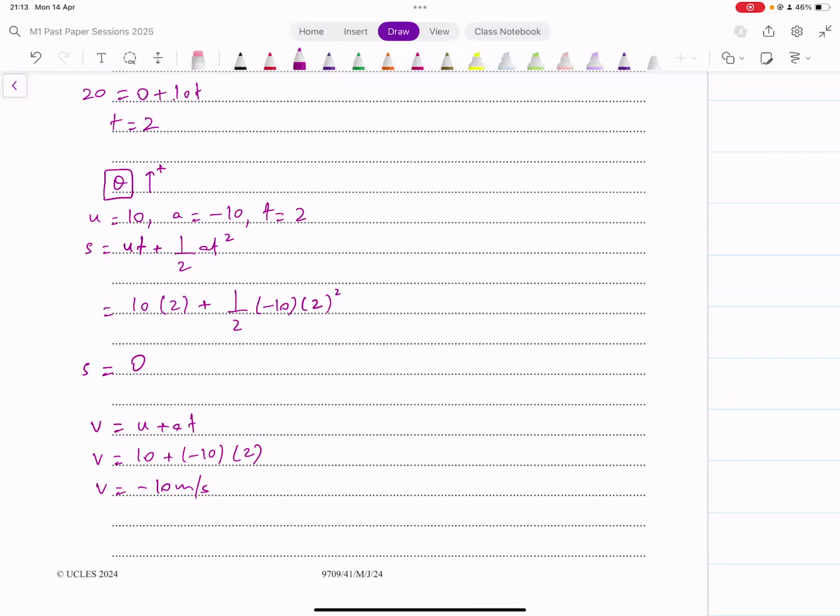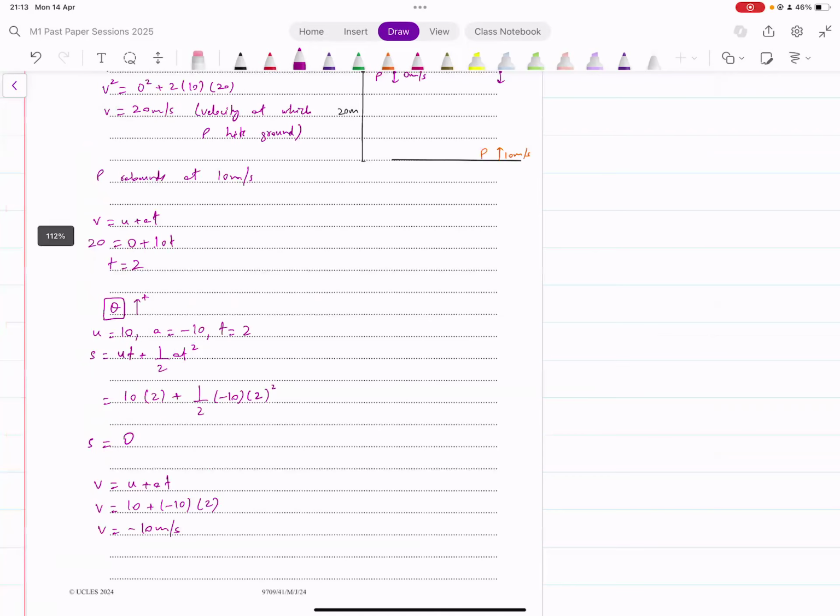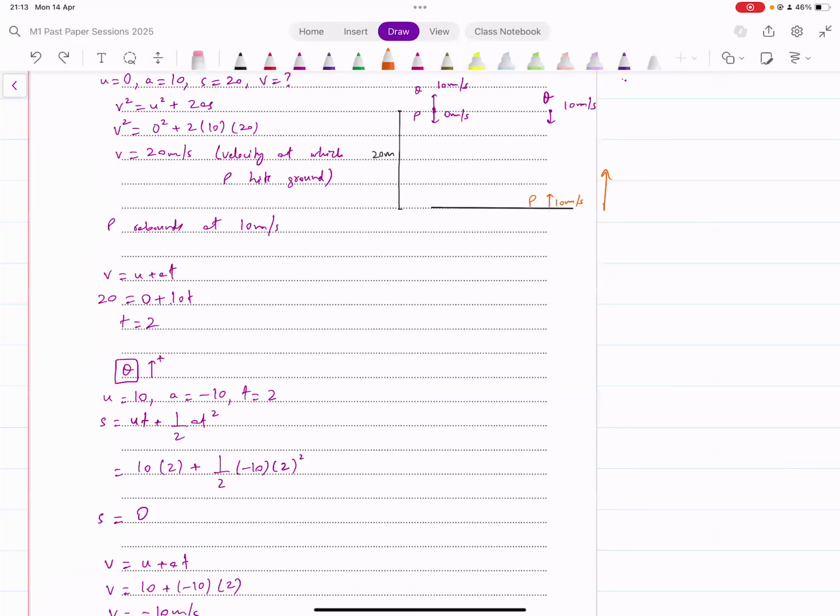So that is what is happening now. Q is above the ground. And now we have to figure out at what point they collide with each other. Any problems until this point?